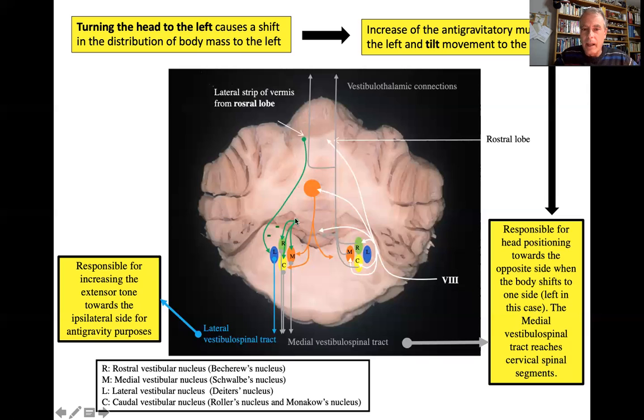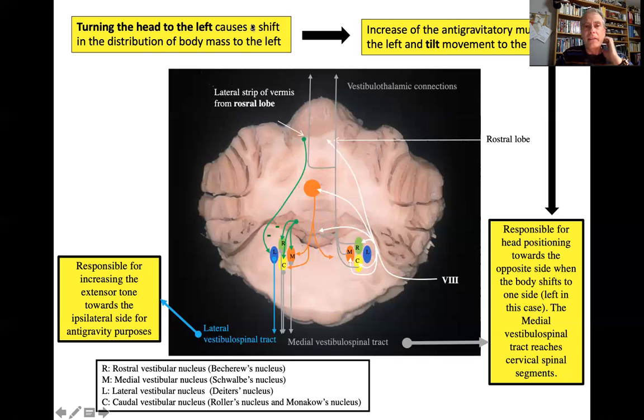Okay? And these are important. The lateral vestibular nucleus receives inhibitory GABAergic neurons from the lateral strip of the rostral lobe. Okay? And this lateral vestibular nucleus projects through the lateral vestibulospinal tract. And this is responsible for increasing the extensor tone towards the lateral side, or the ipsilateral side, for anti-gravitational purposes. I mean, if you fall to the left, you have to increase muscle tone on the left.